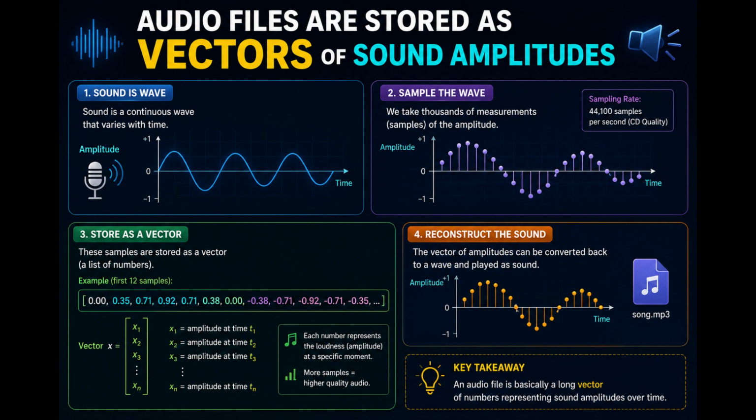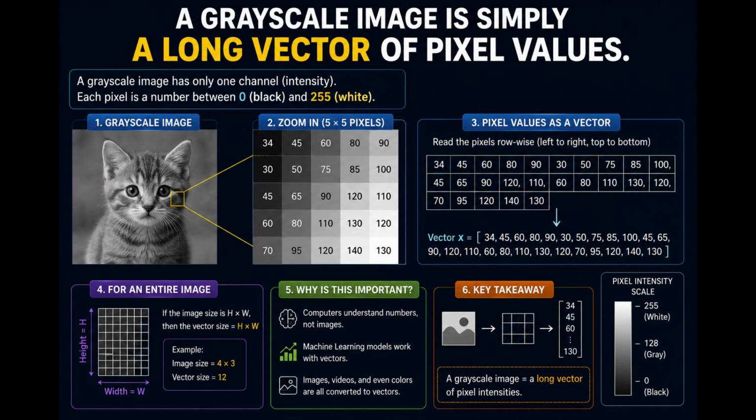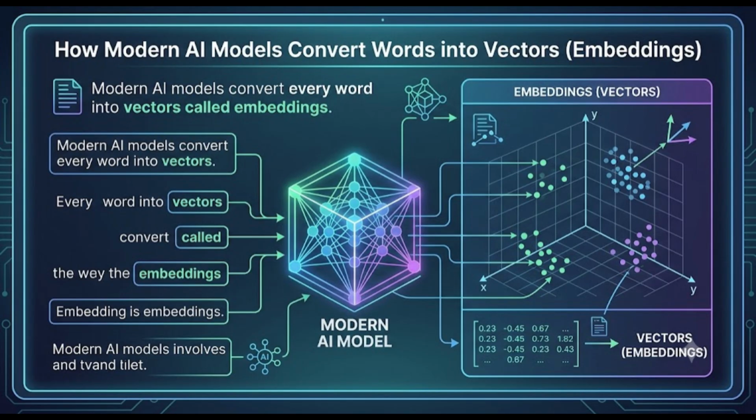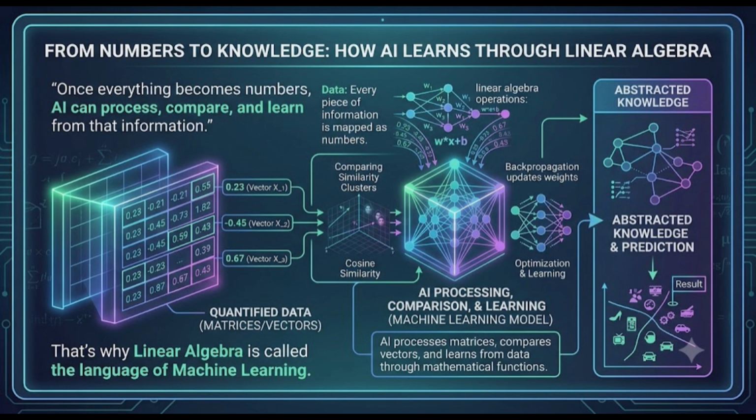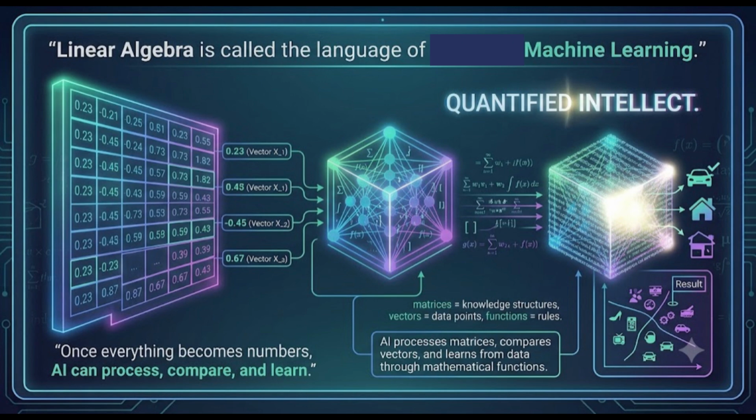Think about it. Every image, every song, every sentence, even your face can be represented as numbers. Once everything becomes numbers, AI can process, compare, and learn from that information. That's why linear algebra is called the language of machine learning.